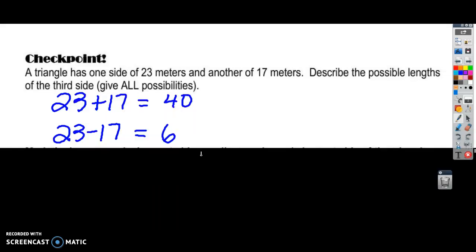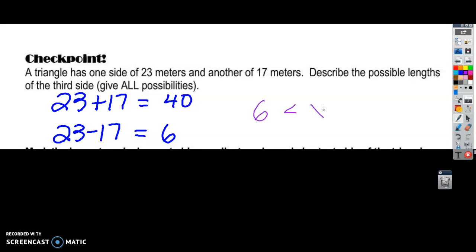You're done. Oh, I didn't write my inequality. Let me write that. 6 is less than x and x is less than 40. Now, it can't be less than or equal to, right? And I'm going to show you that in class tomorrow.